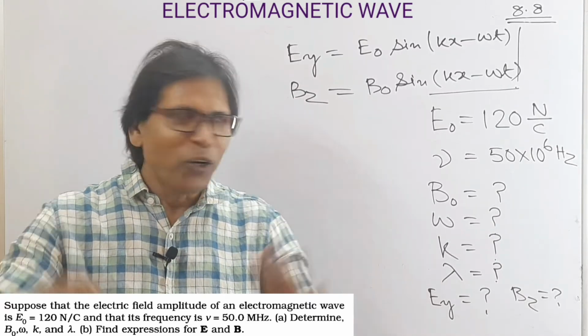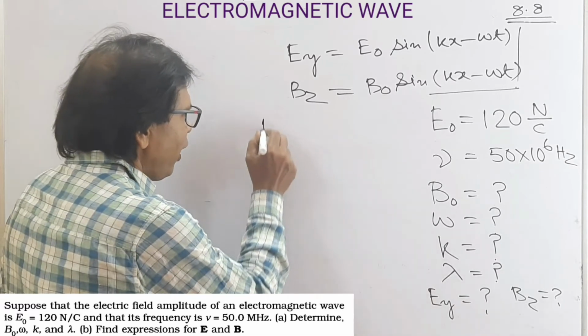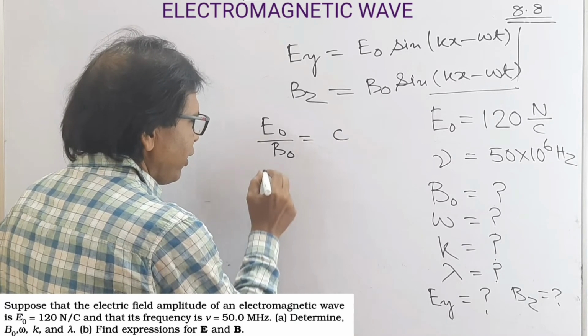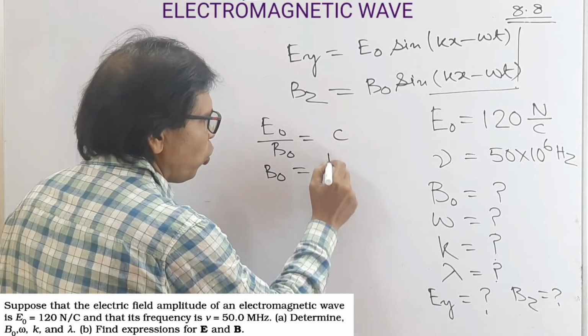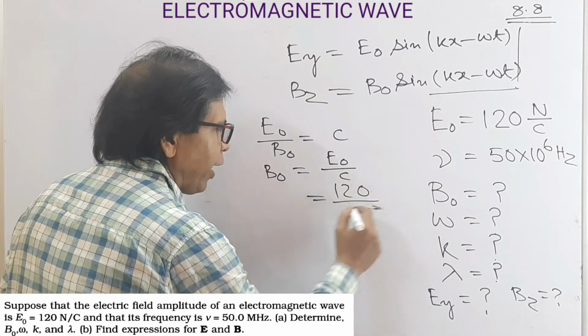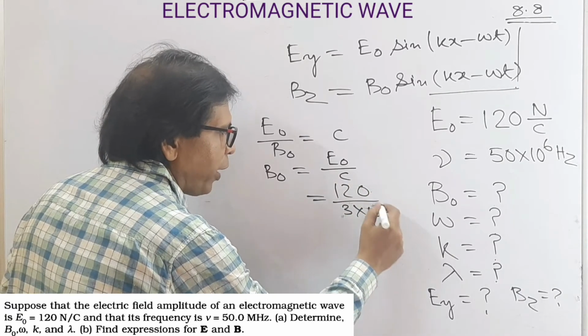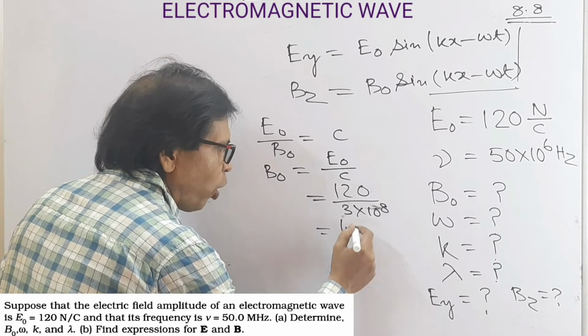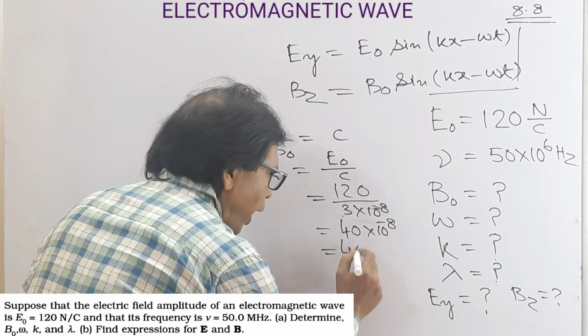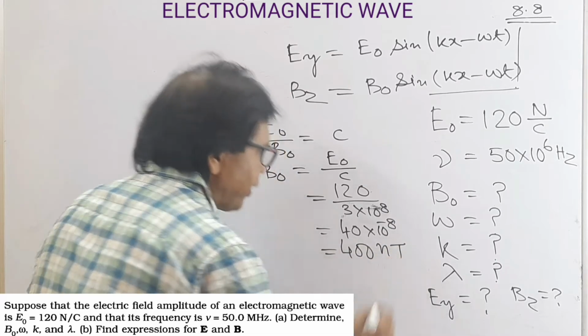Okay, now look at this. First of all, E naught by B naught is c. Therefore, B naught equals E naught by c. This is 120 and this is 3 into 10 to the power 8. So look at this, this is 40 into 10 to the power minus 8. This is 400 nano Tesla.